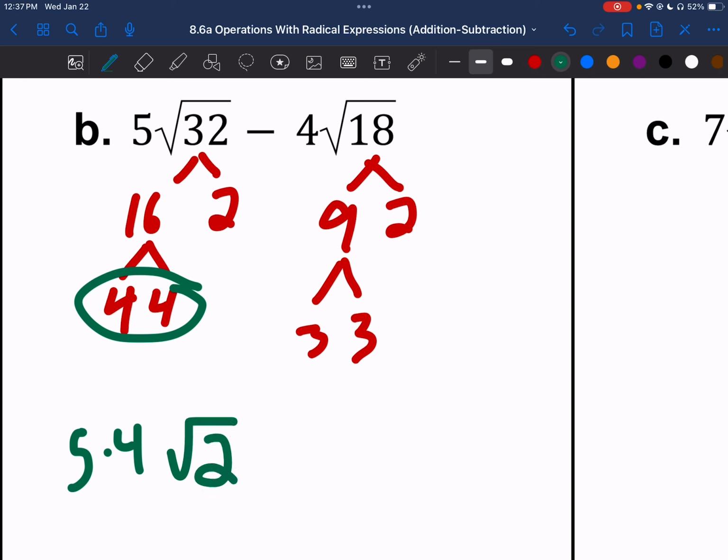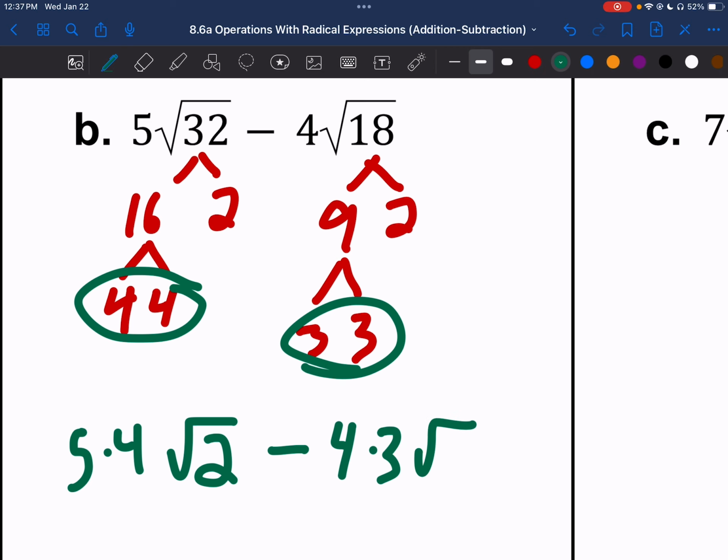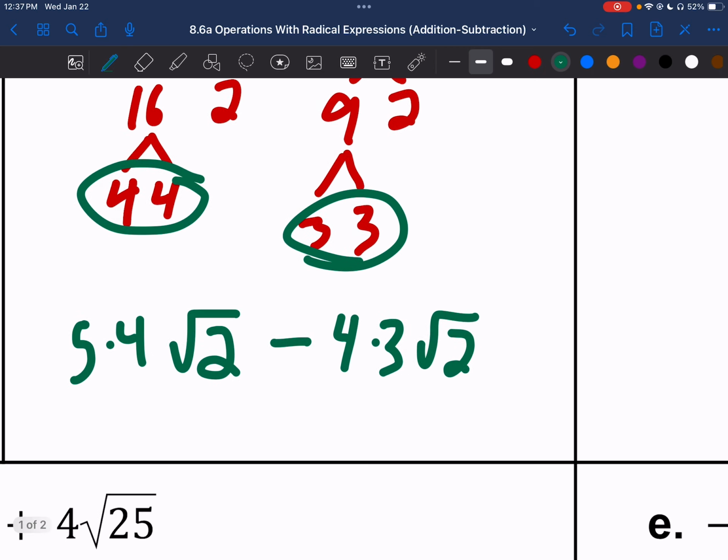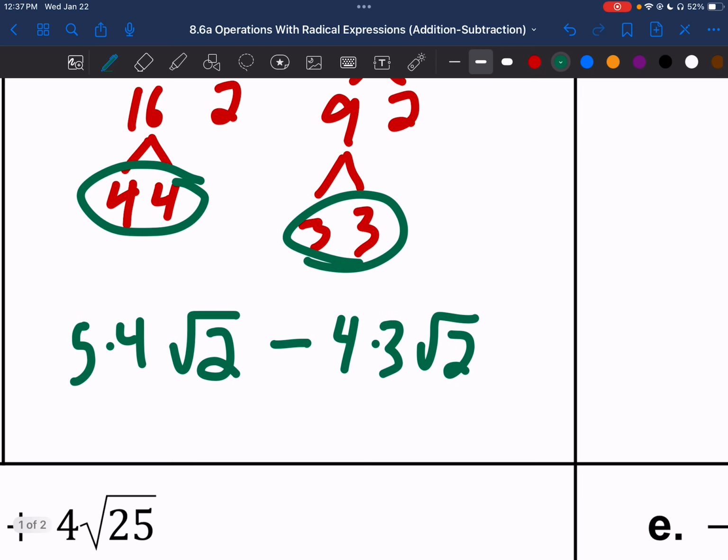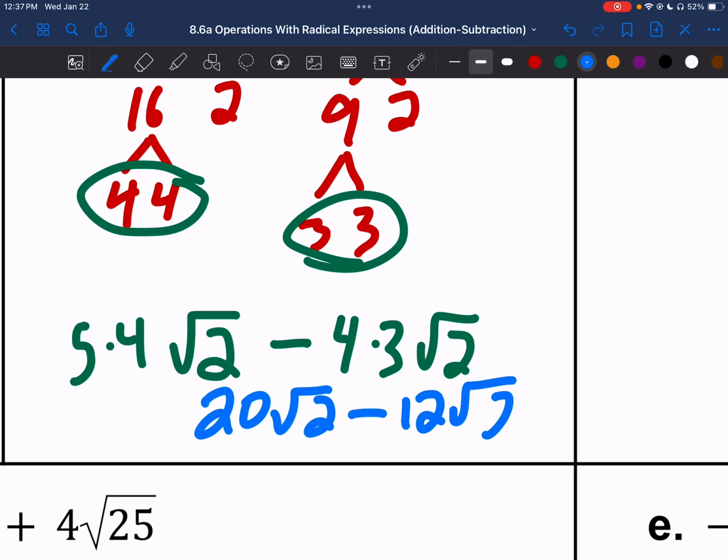On the second term, we had the 4 originally, and we bring out a 3, and we still have square root of 2. So when we do 5 times 4, we get 20 square root 2 minus 12 square root 2, which gives us a total of 8 square root 2.